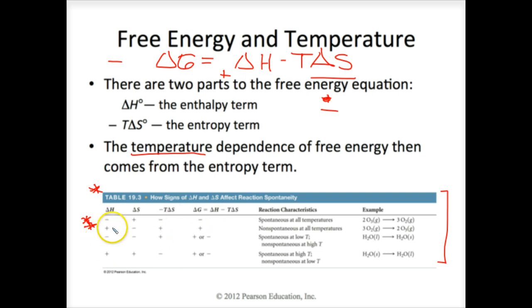These last two situations are what are really important because they are where we see the temperature dependence of Gibbs free energy. I can have positive or negative delta G in these situations strictly dependent upon temperature. So I can see the impact of high and low temperatures on my Gibbs free energy.